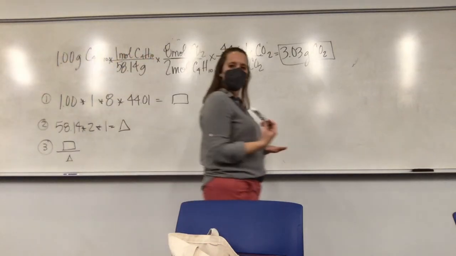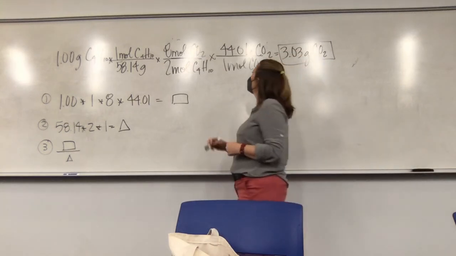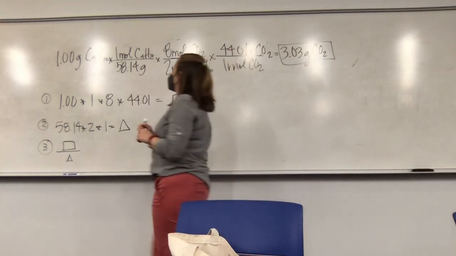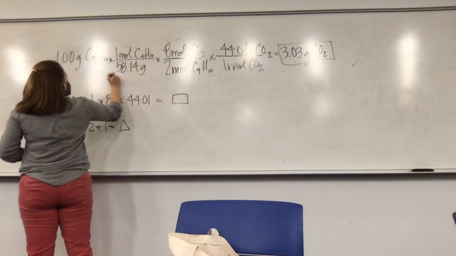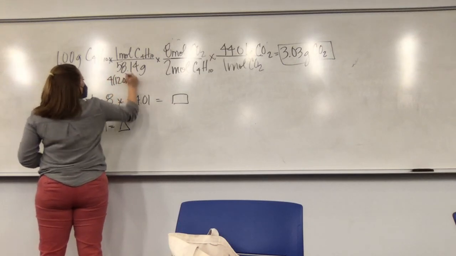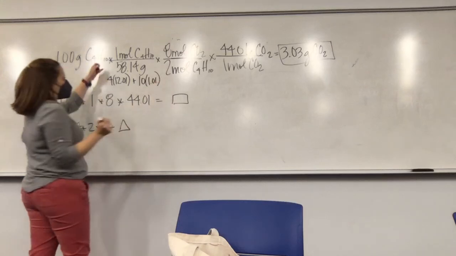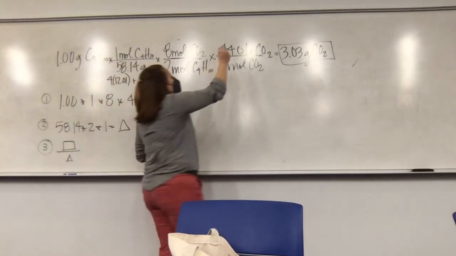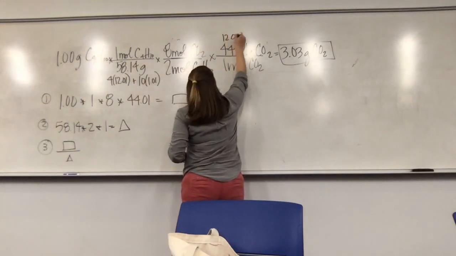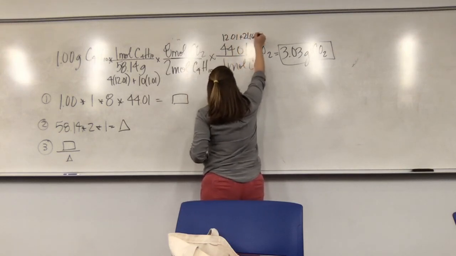Where did 58.14 and 44.01 come from? These are the molecular weights. So this is 4 times 12.01 plus 10 times 1.01. Should give you 58. And CO2 is 12.01 plus 2 times 16.00.